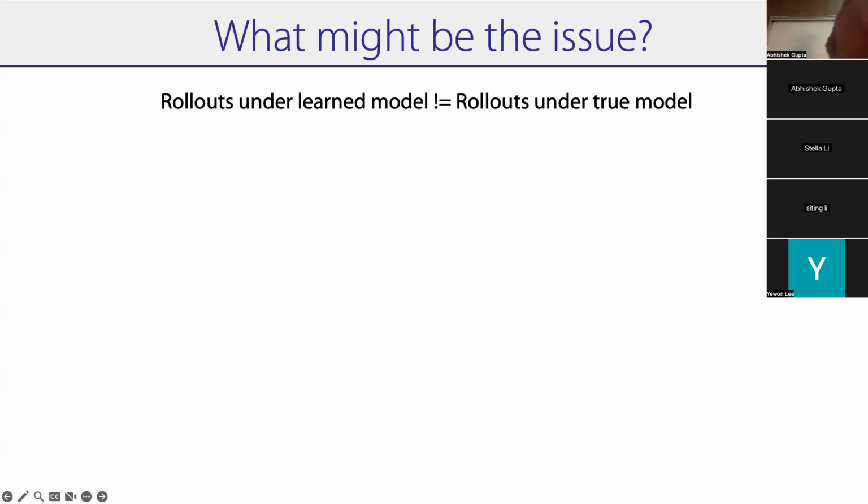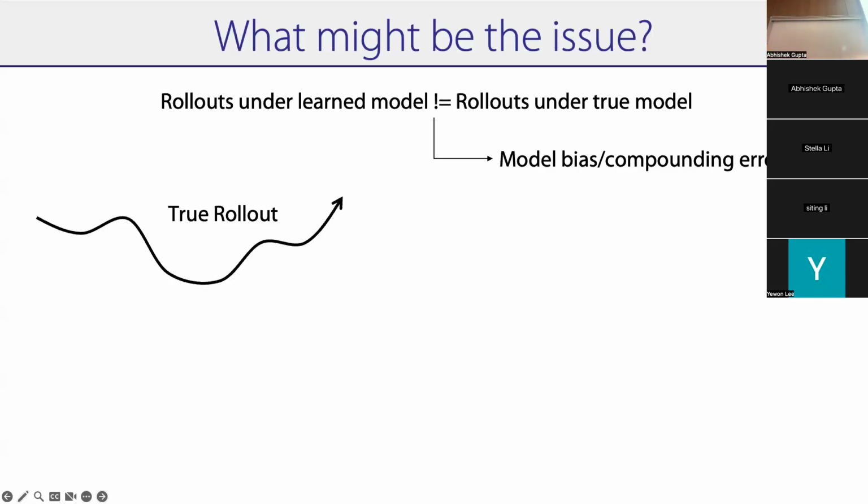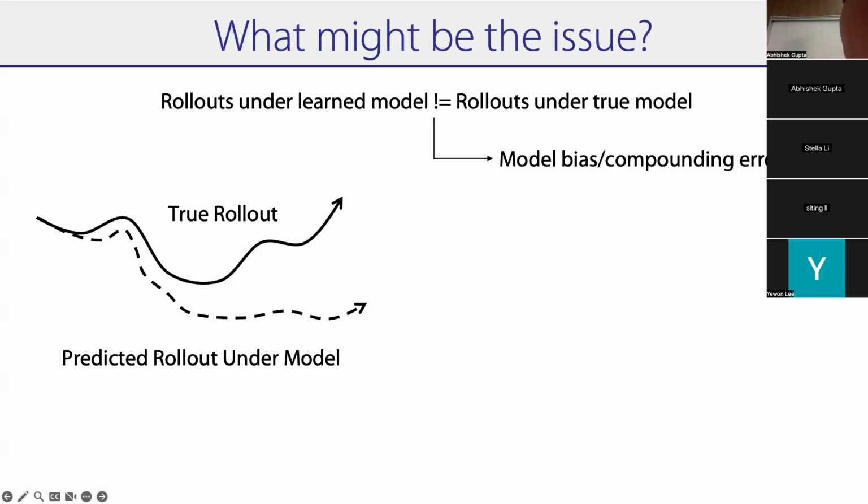Compounding error, right? The problem is that if you're learning one-step dynamics, rollouts under the model may not be rollouts under the environment. It's the same thing as imitation learning: you learned a one-step action, so you pretended the sequential problem was not a sequential problem. You often call this model bias or compounding error, but the idea is that if your model makes a little mistake, same as your imitation learning made a little mistake, the error might increase over the rollouts.